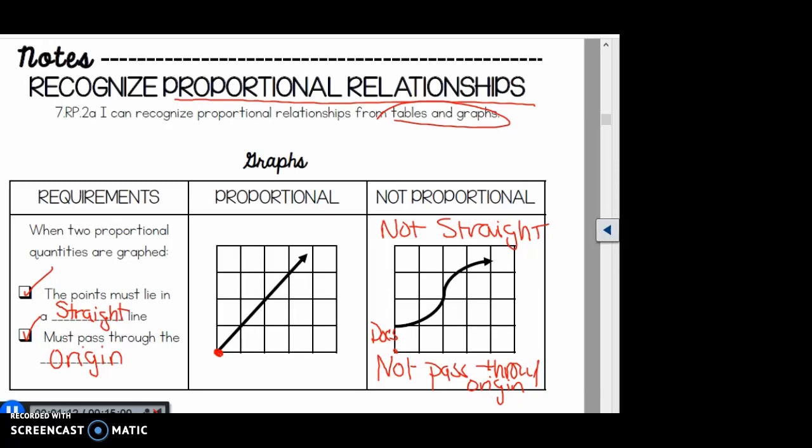Let's do this test on the first one. Is this a straight line? Yes. Straight. Passes through the origin. Beautiful. This is proportional. This is not. Make sure you have this. I'm going to scroll on down.